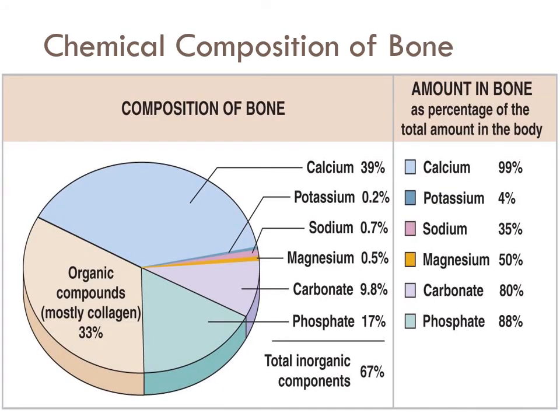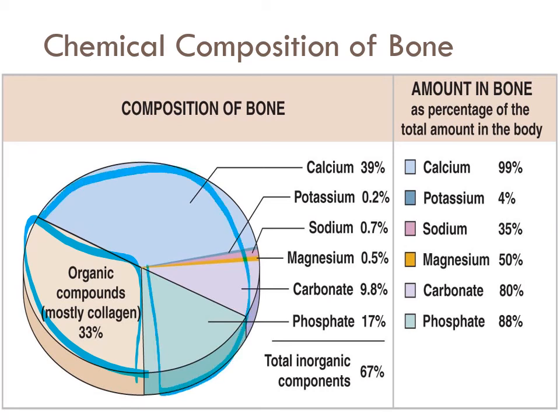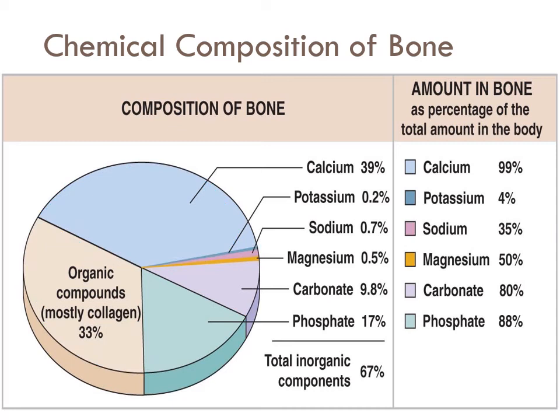This picture shows the composition of bone. So we've got 1/3 organic compounds, which is mostly our collagen fibers, and then 2/3 minerals. Of the 2/3 minerals, just over 1/3 of it is calcium, and then the rest of it we have a large amount of phosphate, carbonate, and magnesium. So 67% inorganic, 33% organic.